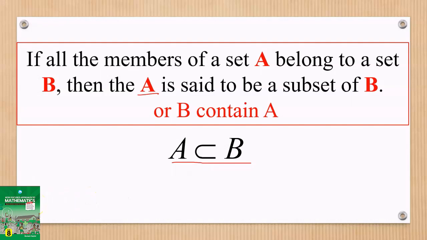So observe the symbol. This symbol shows a subset. So A is a subset of B. Or we can say B contains A. When you go the other way around, we can say B contains A. That means B is the bigger one. It has a bigger space to contain A.